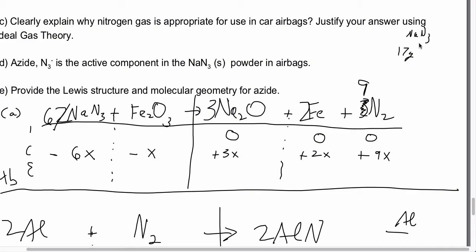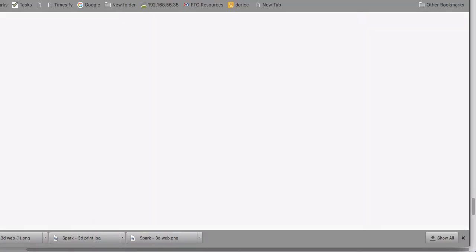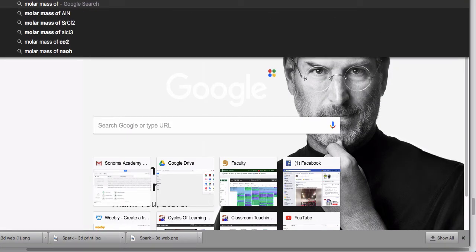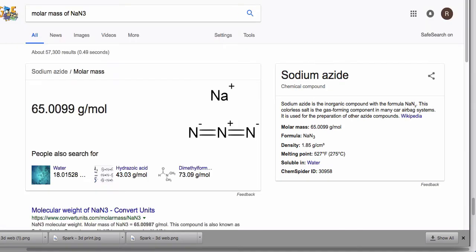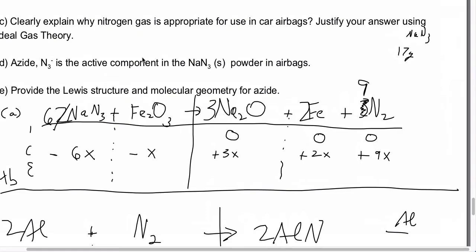We've got to convert that to moles. So sodium azide, we're going to do our typical molar mass of NaN3. I know you guys could do that. That's going to be 65. All right. So you have 65 grams in every 1 mole equals 17 grams for every x. So 17 divided by 65 equals 0.262 moles. So this is going to be 0.262 moles.